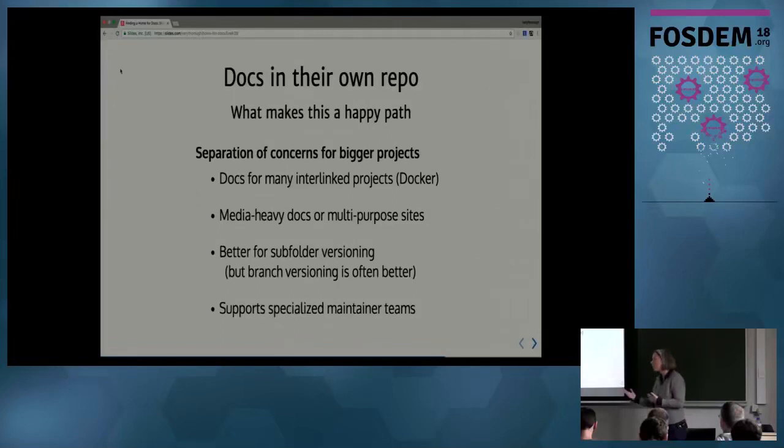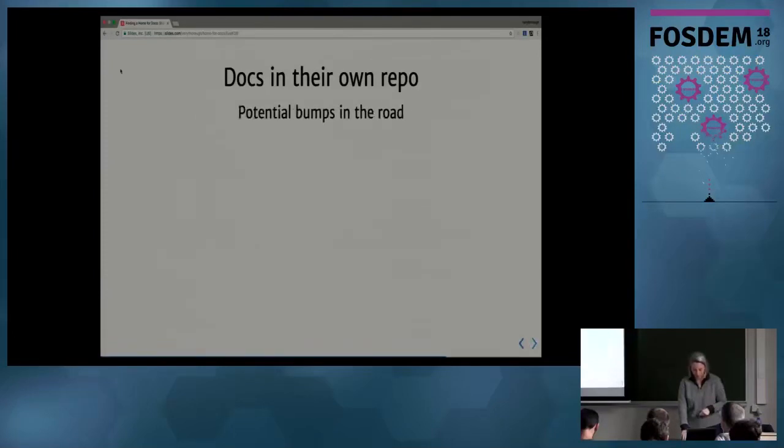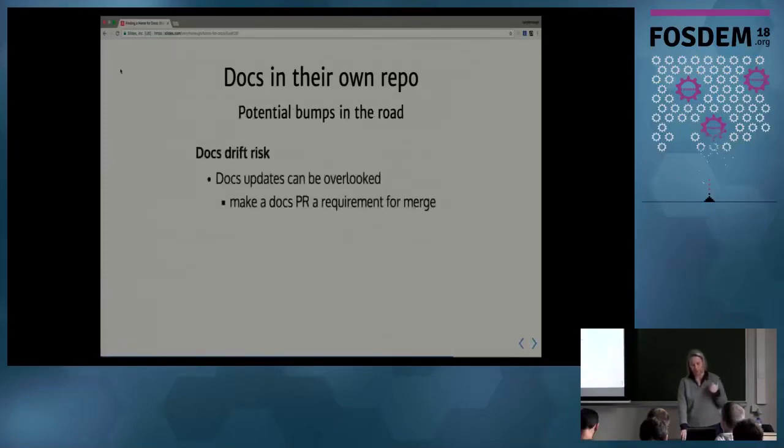You can use code owners in GitHub now, and that's one way to handle it all in one repo, but it's kind of nice to have two separate. One thing, updates can be overlooked. The farther they are from the code, the more likely they are to get forgotten. However, you can make that a requirement for merge.